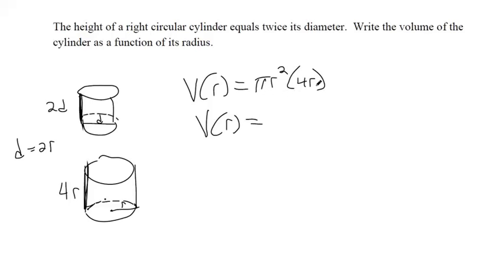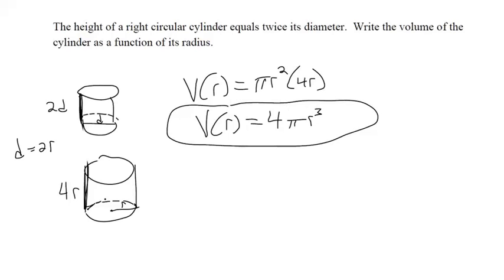We could just clean this up. We have an r times r squared. Remember, the order you multiply it doesn't matter. So let's put that coefficient of 4 and pi out front. And r squared times r makes r to the third. There's our volume as a function of its radius.